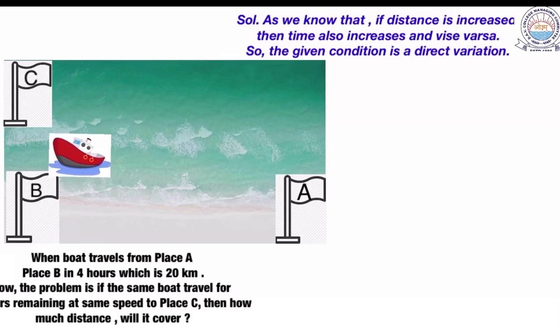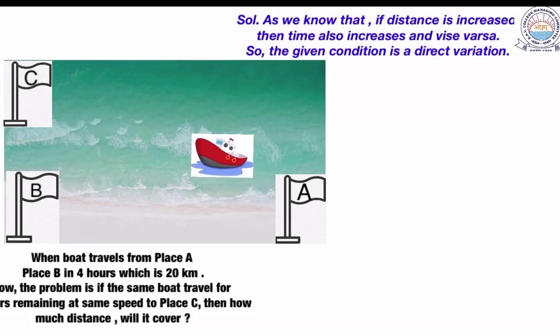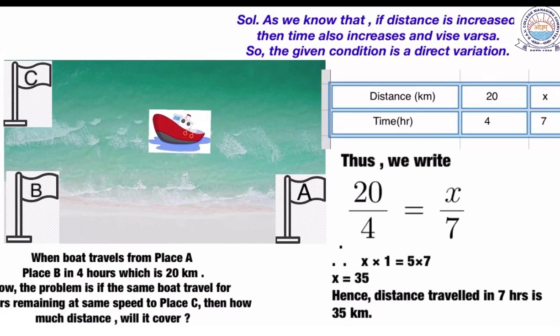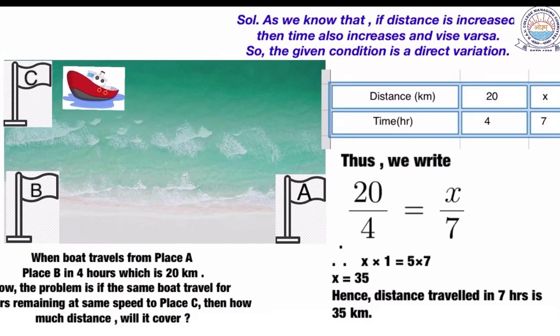As we know, if distance increases, then time also increases and vice versa. So the given condition is of direct variation. Let us make a table: distance in kilometers, time in hours. In the first case, distance is 20 and time is 4. Let in the second case the distance be x and time be 7 hours. Thus we can write 20 by 4 is equal to x by 7. Therefore, on calculation, x is equal to 35. Hence the distance traveled in 7 hours is 35 kilometers.